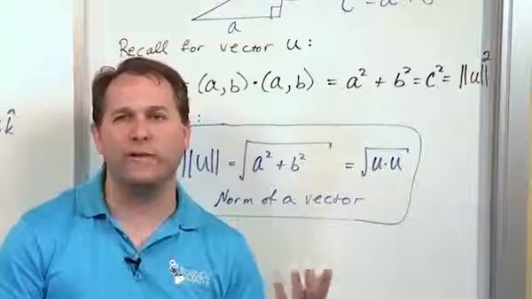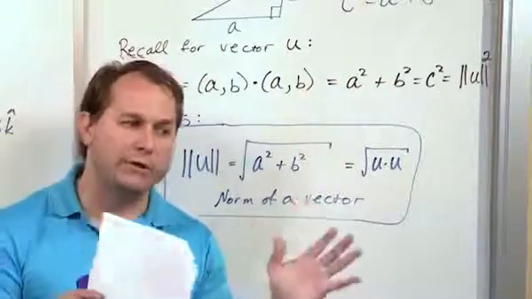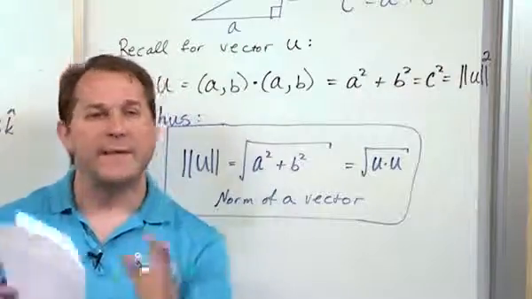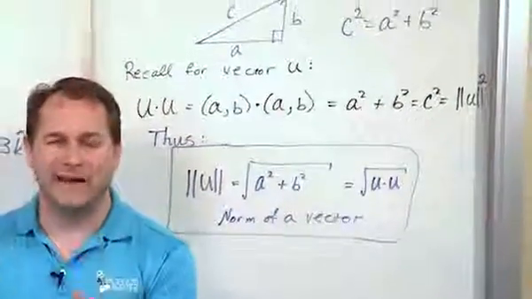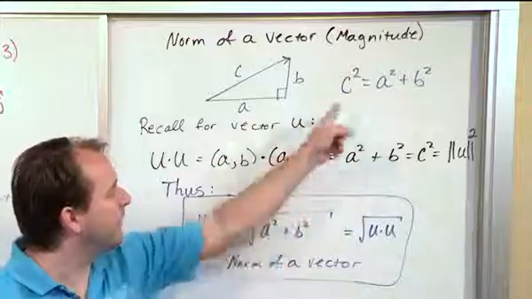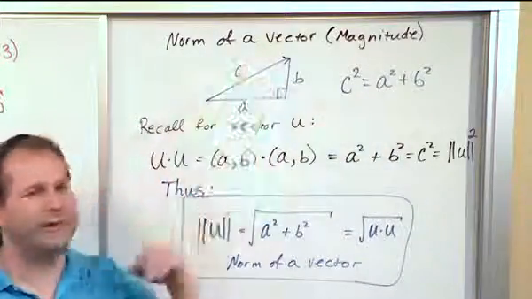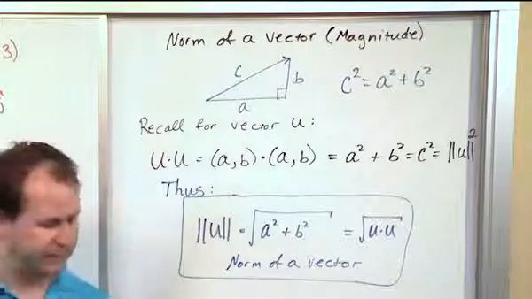When you dot the vector with itself, what you're doing is multiplying the x component times itself, so you're squaring it. And then for the y component, you're multiplying it by itself, so you're squaring the y component. So you're basically doing this right here, and then you take the square root of the result, which gives you c, which is the length of the vector, or the norm of the vector.